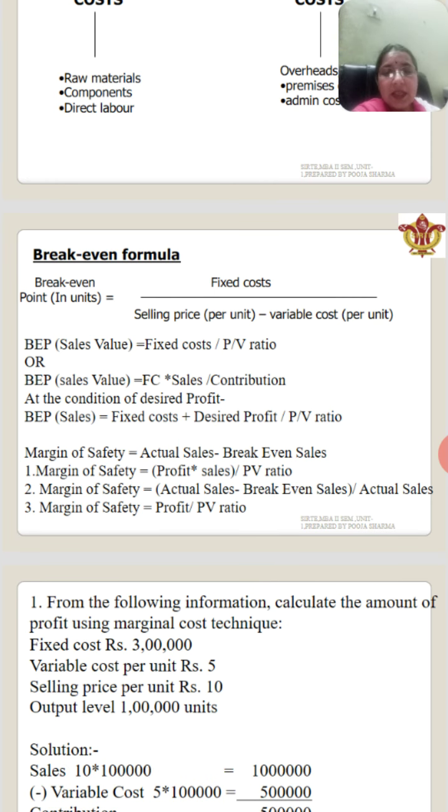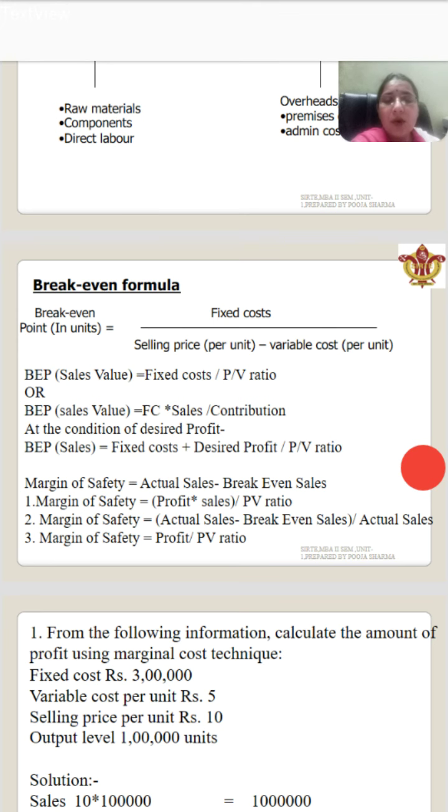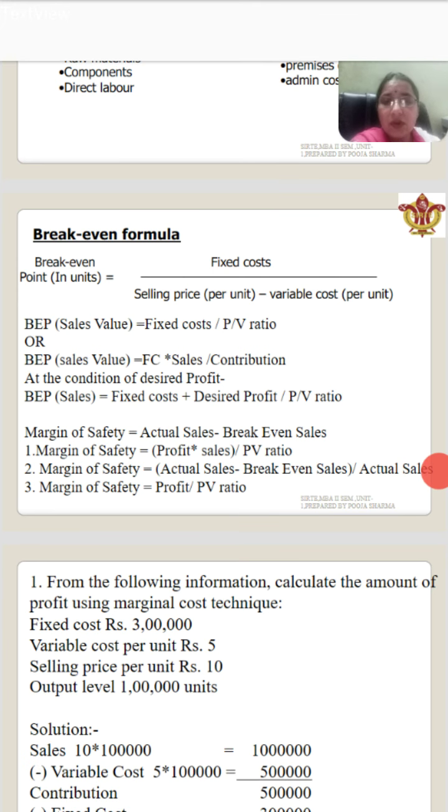BEP in terms of sales: when the company has to calculate the BEP in terms of sales, the company can use three formulas. A finance manager can use three formulas. First, fixed cost divided by PV ratio. PV ratio stands for the profit volume ratio.